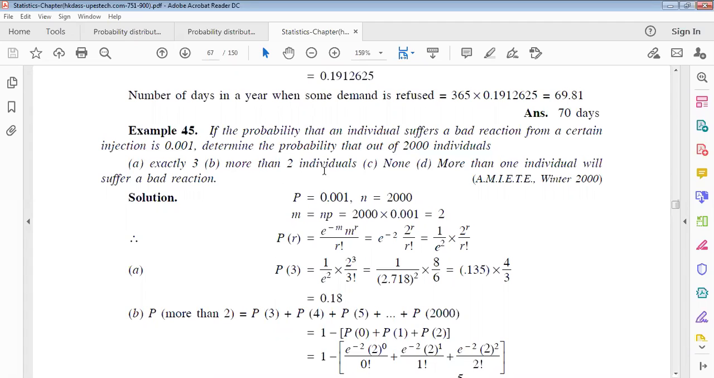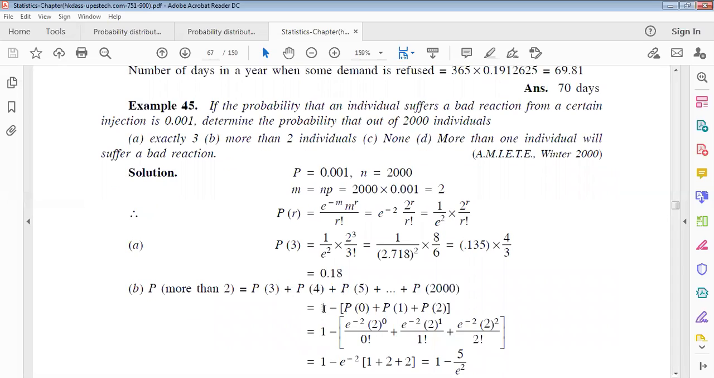This is the probability. Now more than 2 individuals means 3 patients, or 4 patients, or 5, up to 2000 individuals. So to calculate this sum, how many terms are there here? 1997 terms. It is very difficult for us to calculate, but we should apply a technique. We must know the total probability is 1. If we subtract the probabilities of 0, 1 and 2, then we get the result for this whole sum of probabilities. This sum of probabilities of 0, 1 and 2 is subtracted from the total probability 1. Understand?